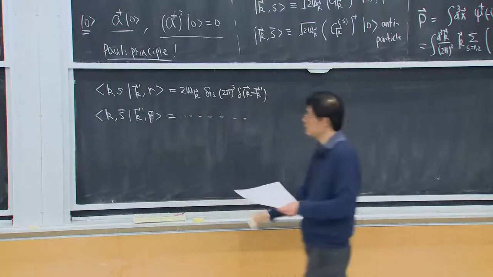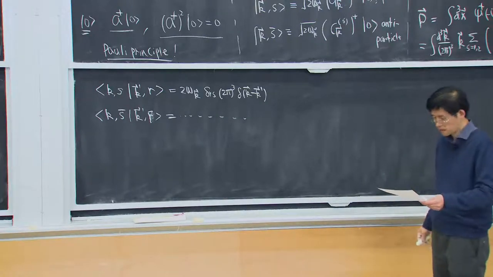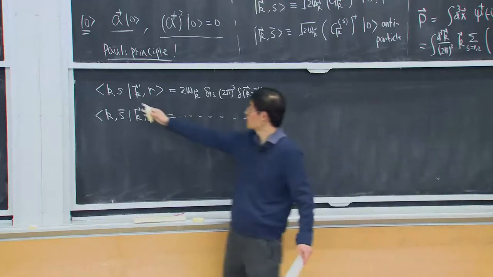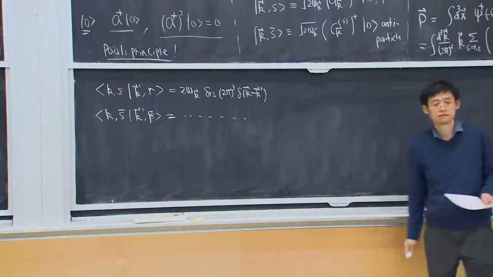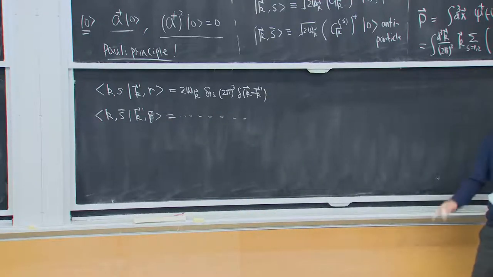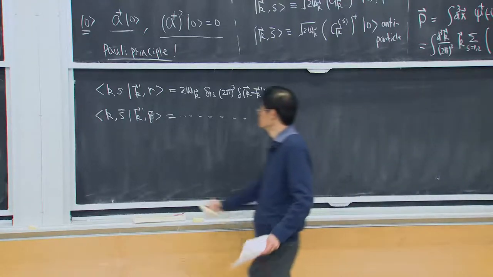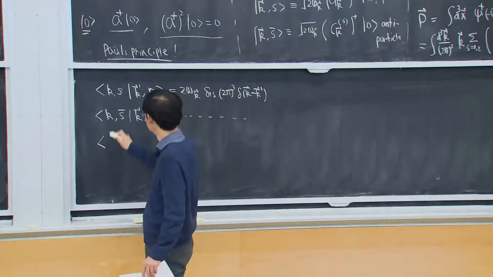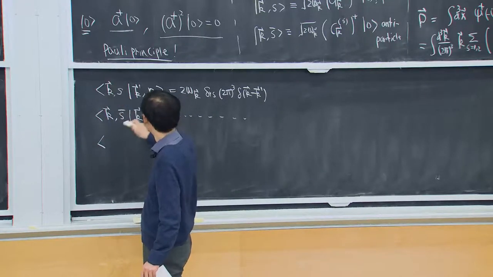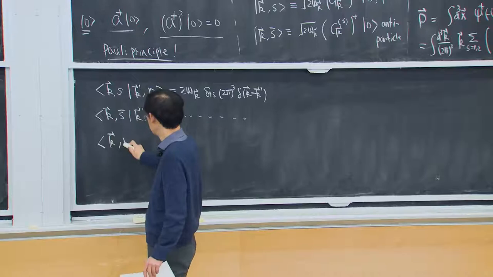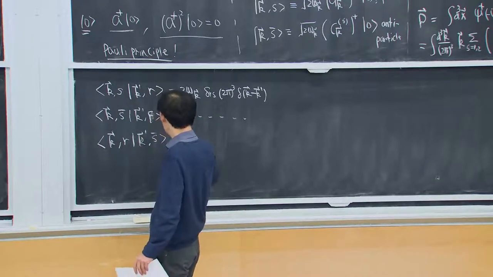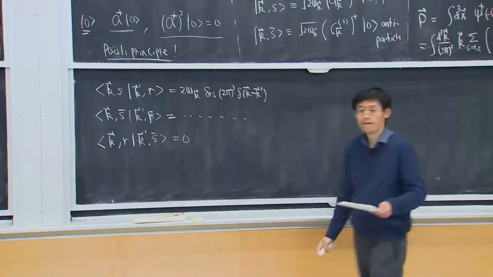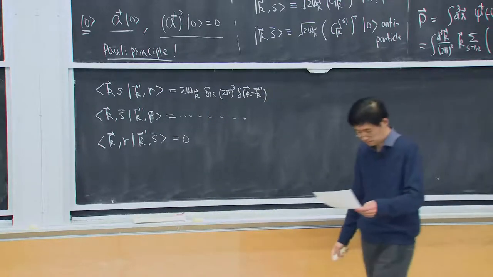Yeah, the same thing. But if you take the overlap between the particle and the antiparticle, you always get zero, because the commutator between A and C is always zero. Take K R and K prime S bar, it is always zero. So they're always orthogonal.